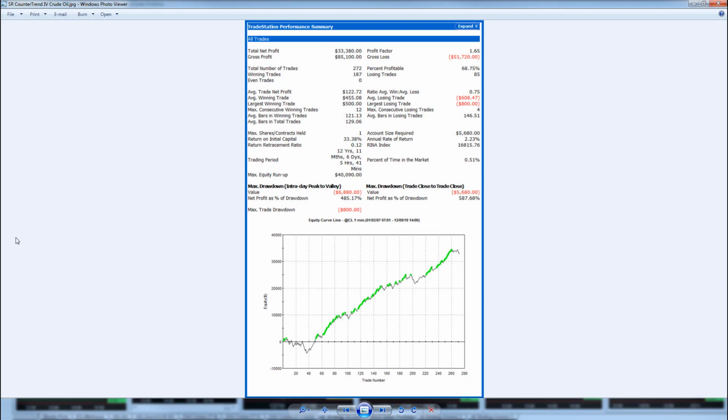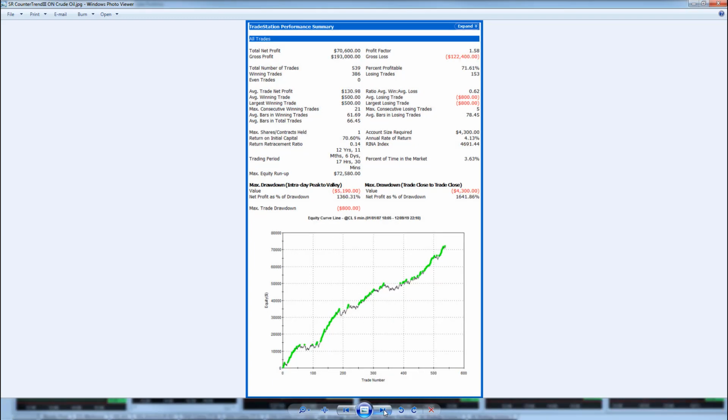SR countertrend for crude oil. This one tests well back to the 80s also, and you see a drawdown there. See this drawdown here, and then some nice smooth equity curves. Drawdown here. And most recently, it's pulled back a little bit, and that's what I like. I like to add strategies to the portfolio that are not at equity peaks. I don't want to add a long list of strategies that are all at equity peaks. So there is no perfect strategy, and so you have to have a portfolio and mixture of different types of strategies. This is SR countertrend 3 crude oil, and it's an addition.